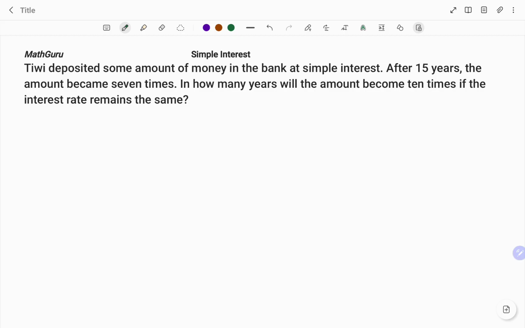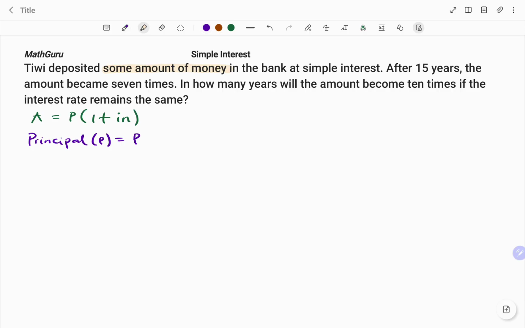I will start by stating the formula for simple interest. We have A, which is the accumulated amount, equals P times 1 plus the interest times the number of years. The keyword here is that some amount was invested. The amount is unknown, so therefore my principal P will remain P because the amount is unknown.